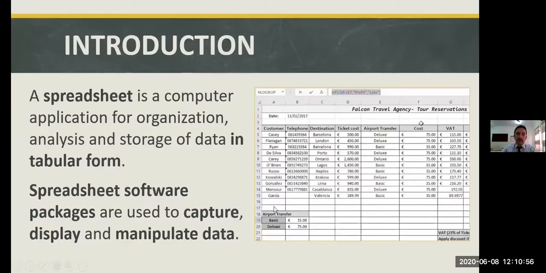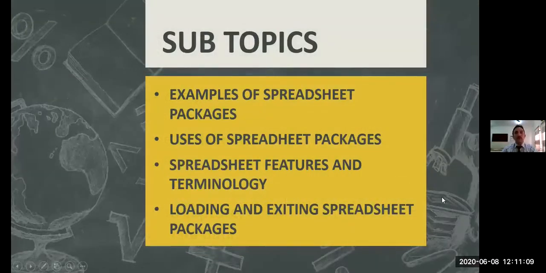And here there are some columns. In the last lesson we also talked about columns and rows. In the last lesson also, I think this was Publisher, right? Okay, let's continue. We have some subtopics. If you check your Basic Science and Technologies textbook, inside it we have a computer studies part. Today I will mention examples of spreadsheet packages, uses, features, and terminologies, and some operations like loading, exiting and opening a spreadsheet package.